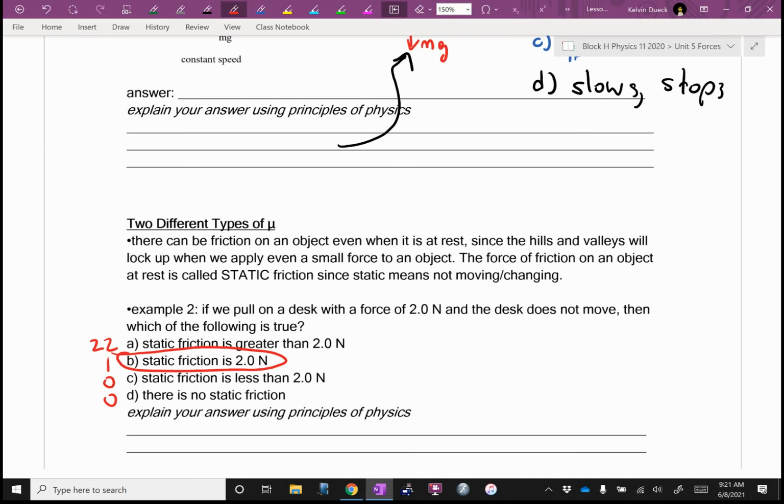The biggest friction can be is 20, and so there was an unbalanced force and it started to accelerate. So static friction is kind of a weird one. It's as big as it needs to be to cancel out your force until it reaches its maximum. And then as soon as it starts to move, kinetic friction kicks in and it was easier to slide.